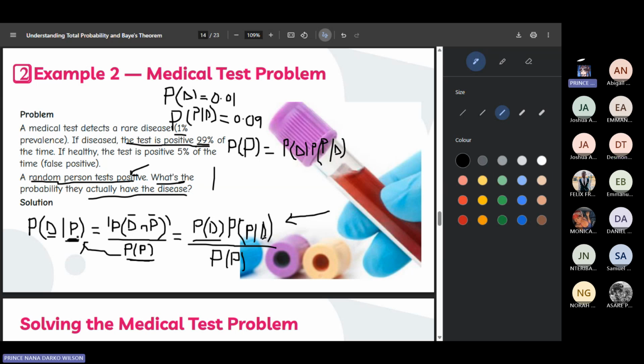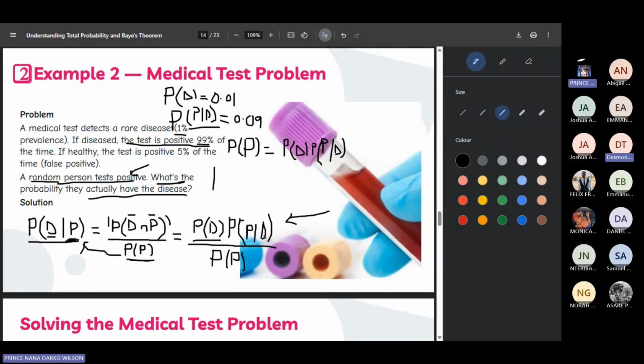Now, before we go there, you can realize that the question has not given us the parameter we need here. That's the probability of D given P. Even though it has given us the probability of P given D, it didn't give us the probability of D given P. I believe you see that, right? Mr. Desmond, yeah, I see that.